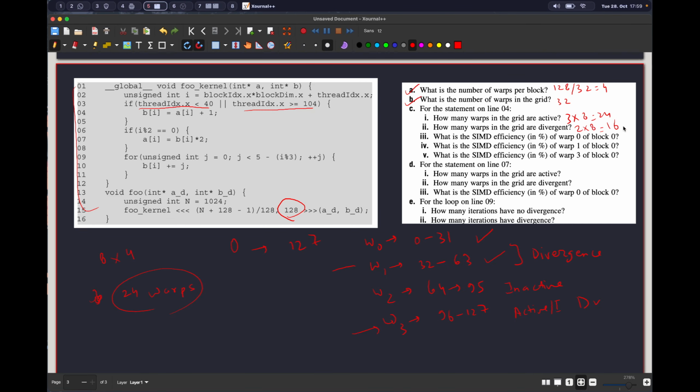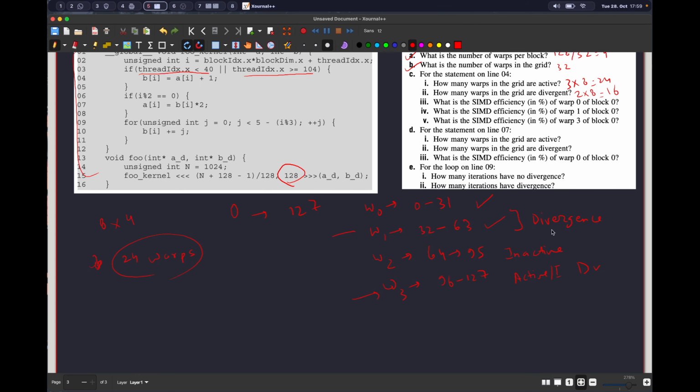What is the SIMD efficiency of warp 0 of block 0? For warp 0 of block 0, none of the elements are divergent. They can be executed in parallel. So it is 100%.